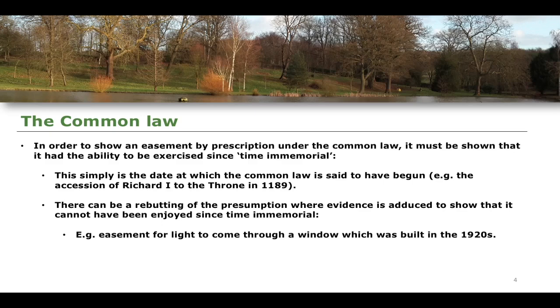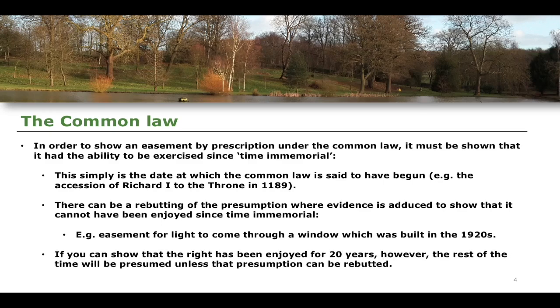But yeah, things like an easement for light which comes through a window that was built in the 1920s does not count, because obviously that was an easement which would not be capable of being utilized prior to the 1920s, because that window didn't exist, because the building didn't exist. So that's how we think about that.